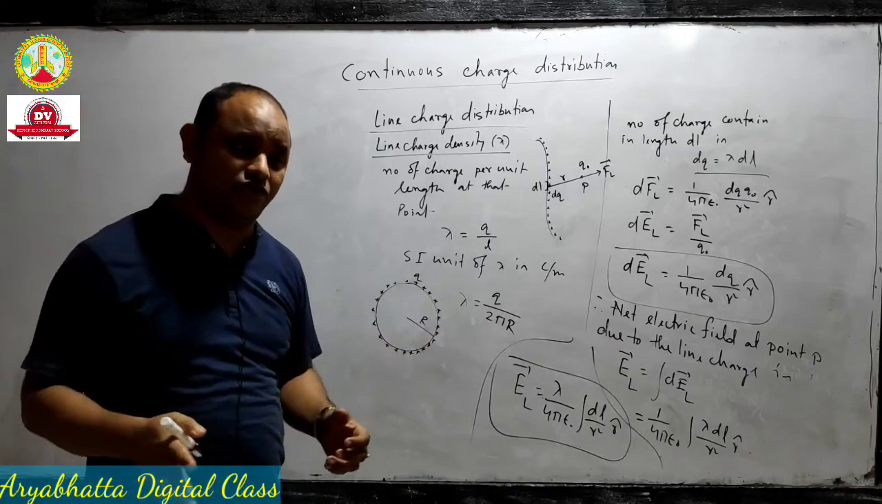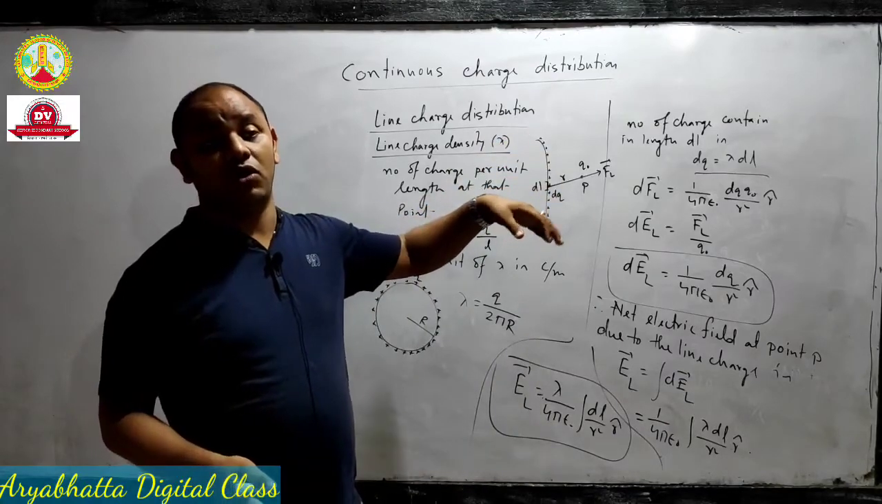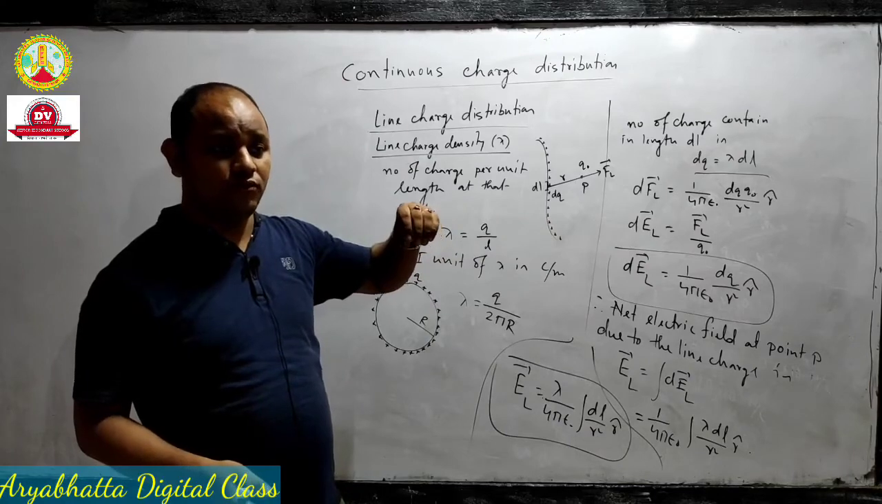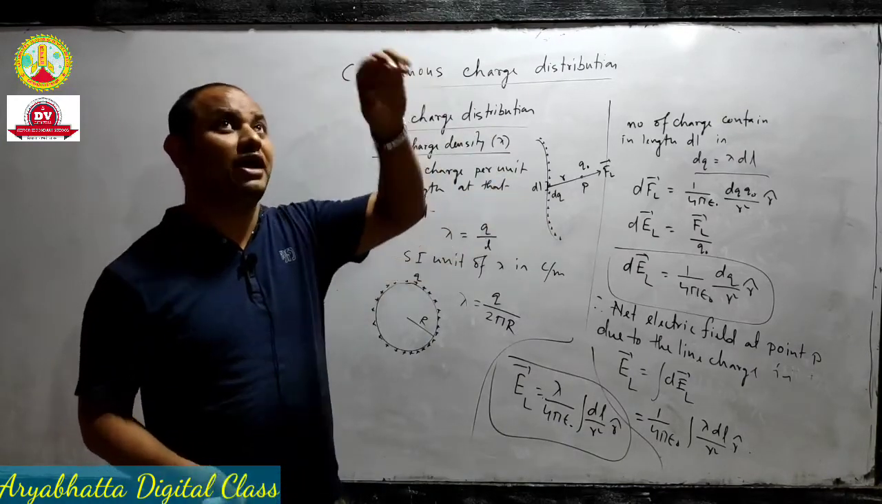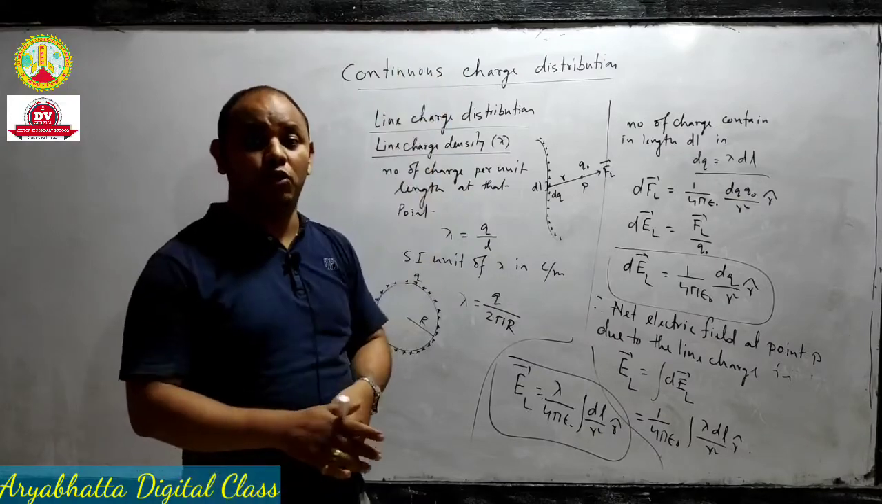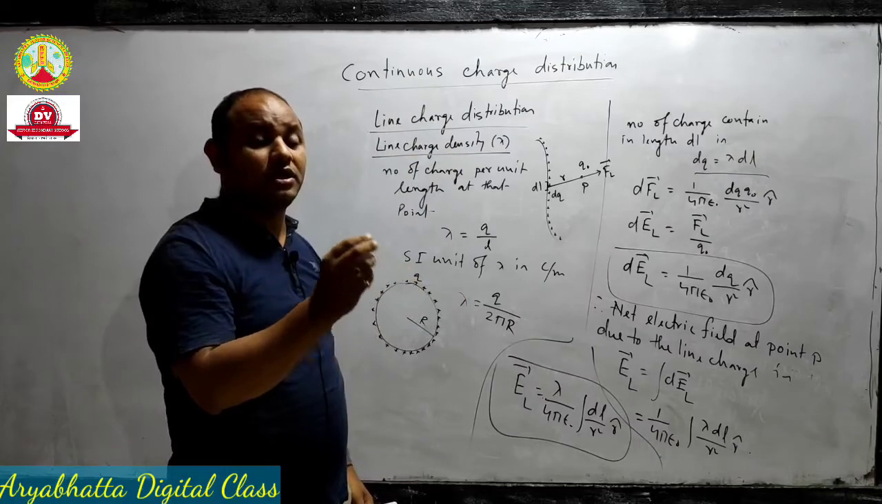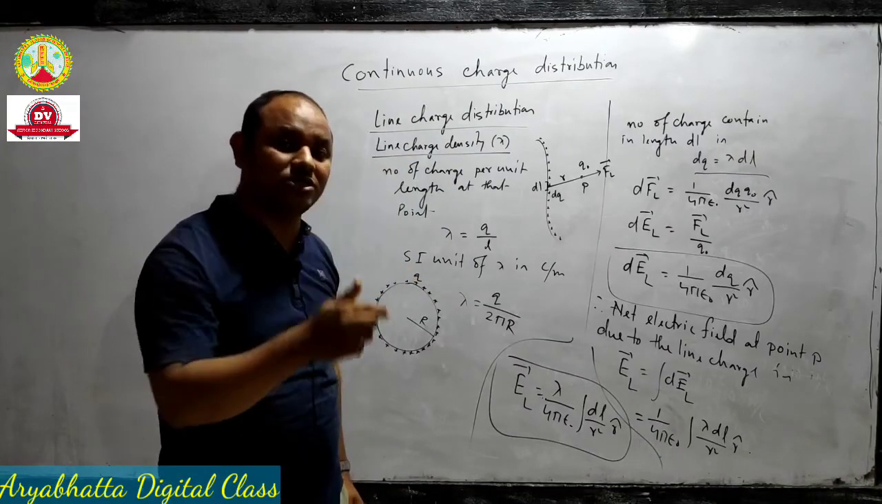ये जो charges are continuously distributed on a line or on a conducting wire for which the bulbs are glowing. ये जो bulb glow कर रहा है, fan चल रहा है, continuously the motor is rotating और continuously the bulb is glowing because the charges are continuously flowing, or you can say the current is continuously flowing.